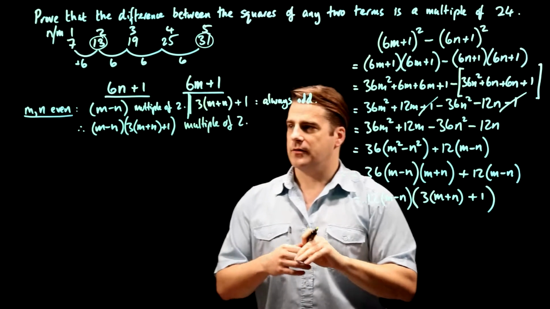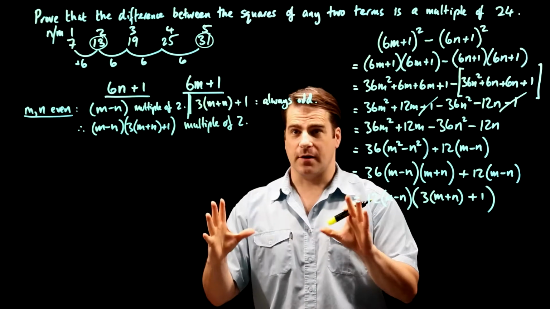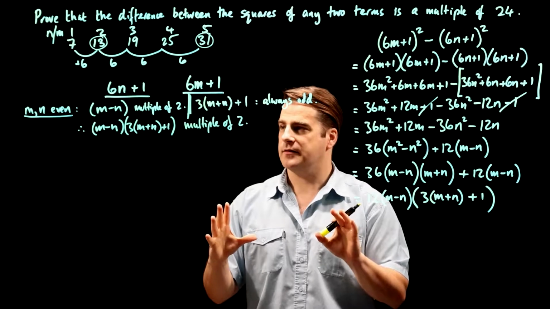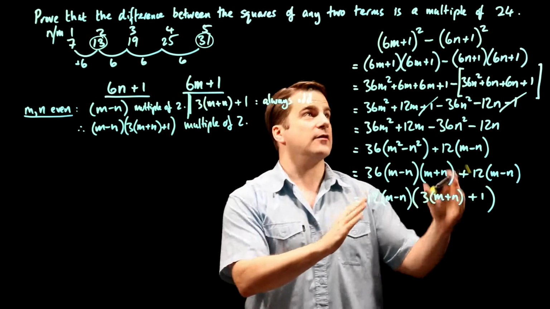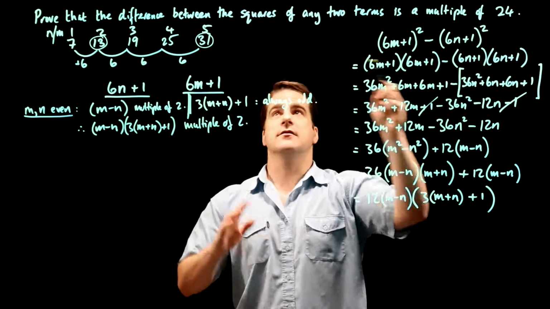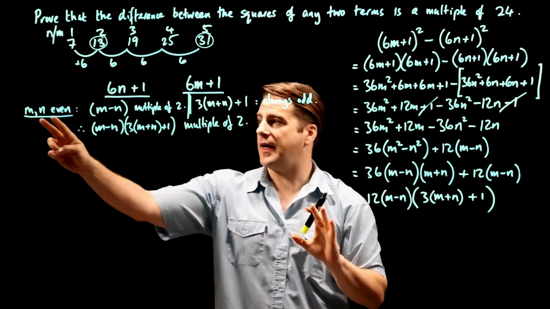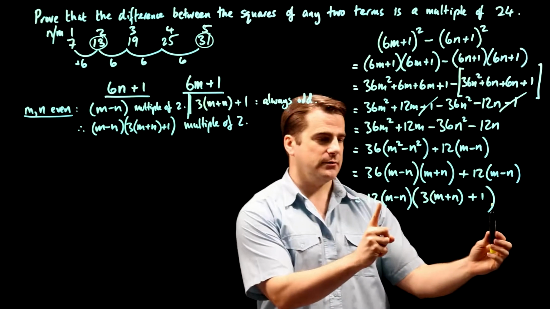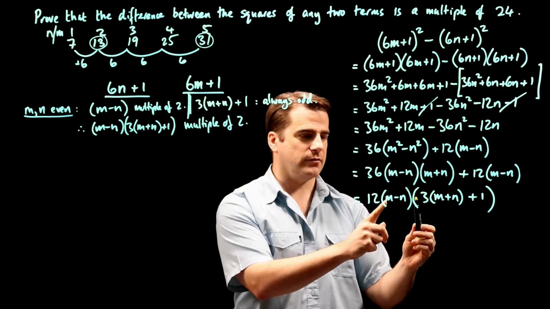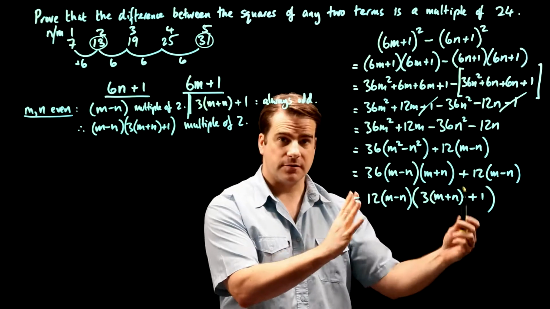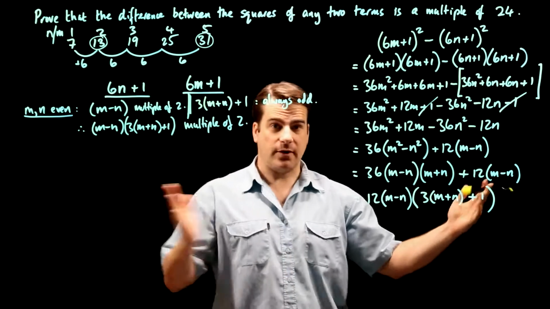Okay, because when you take a multiple of 2 and multiply it by something that's odd, you're still going to get a multiple of 2. So, good. We've shown that for m and n even, the difference between the squares of any two terms is a multiple of 24. We've achieved that for m and n even, because we've shown that it is a multiple of 2, and therefore 12 times a multiple of 2 is always a multiple of 24.